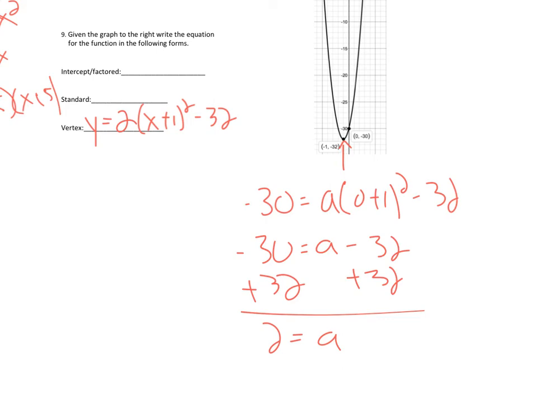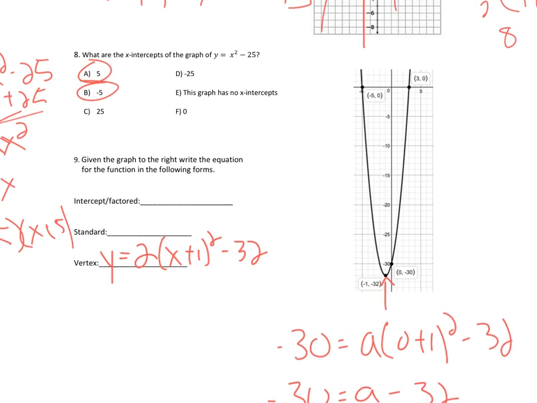So now we know our a is the same all the way through. So when I look at intercept or factored form, I know I'm going to be y equals my a, which is 2, and then x minus and x minus whatever my intercepts are. So I have one intercept of negative 5 and one intercept of 3. And then on this one, two negatives here make this a positive 5.